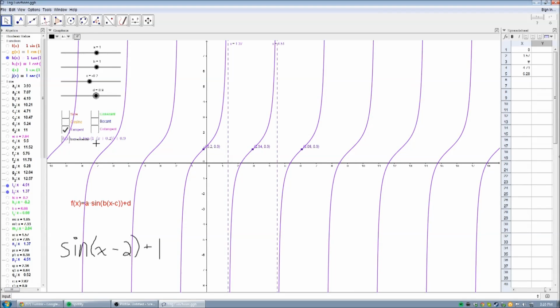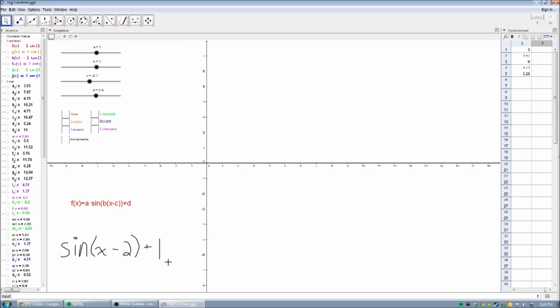So let's move on. Let us now worry about the A variable. So we're going to set C and D back to 0 right there and right there. So again, we're dealing with just the sine of x, but let's make it 2 times the sine of x. So whatever the sine of x is, it's going to be multiplied by 2.